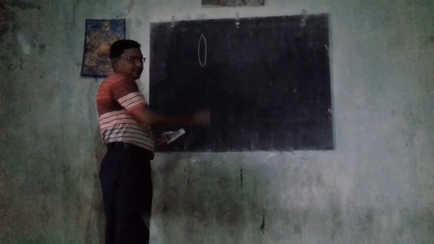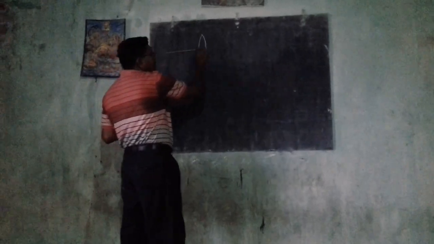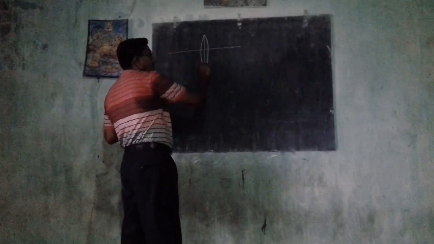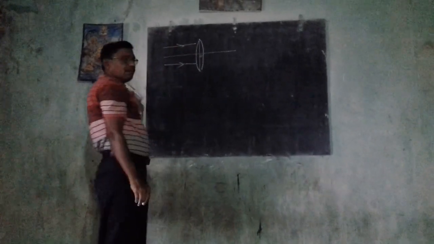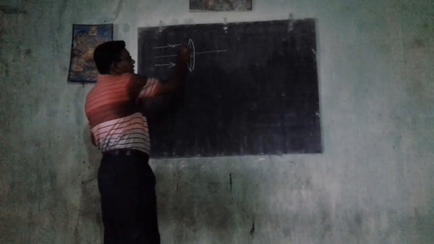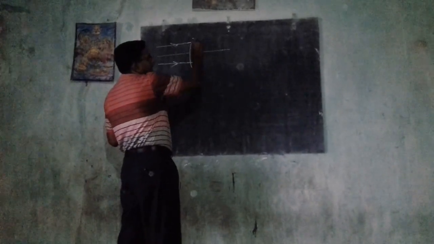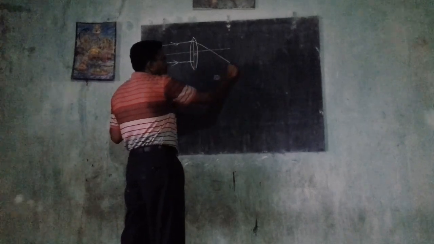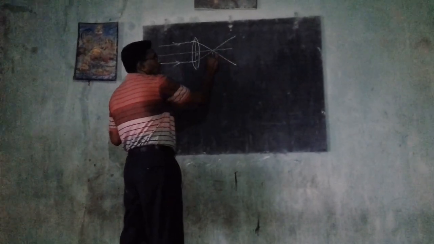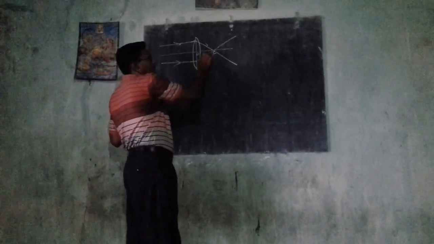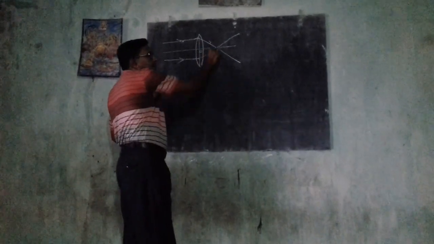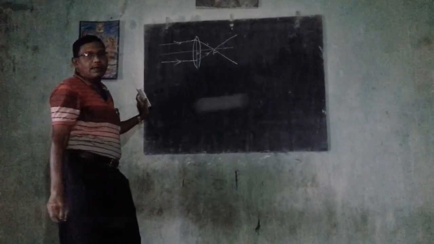Okay. Now we look at what happens when light passes through these two lenses. First we take the convex lens. Now this is our principal axis. This is our optic center. When light passes through our convex lens, after the refraction it passes through a single point, that is known as our focus point. After the refraction, light converges and meets in a point that is known as our focus point.